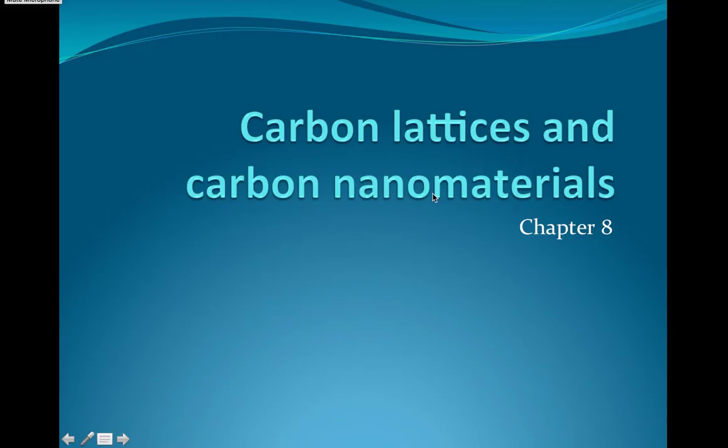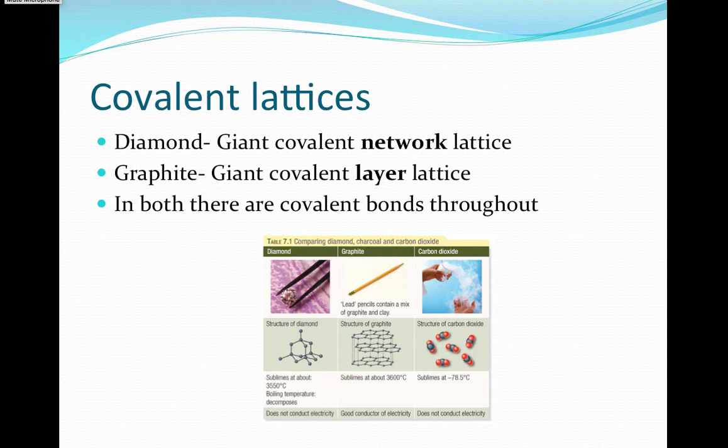Unit 1 Chemistry, Chapter 8, looking at carbon lattices and nanomaterials. So in the previous chapter we looked at molecules, which is things like carbon dioxide, where you've got a distinct number of atoms bonded together. You can also, however, get lattices, like our ionic or metallic lattices, but with covalent bonding in them. There's two different types we can get.